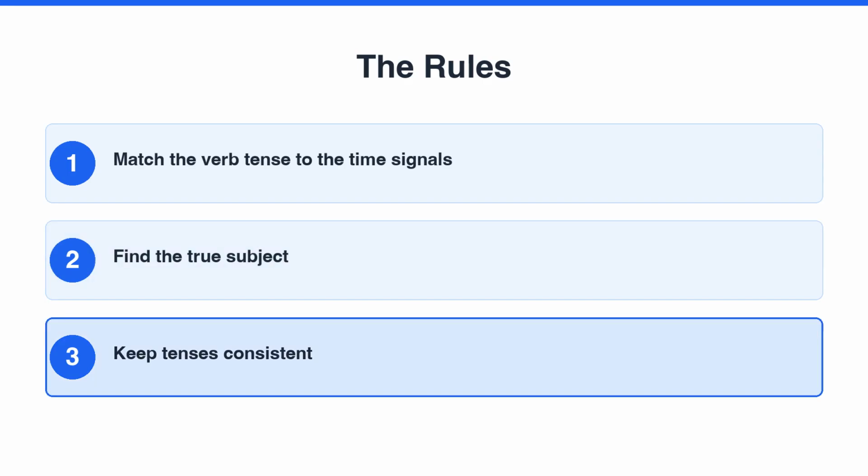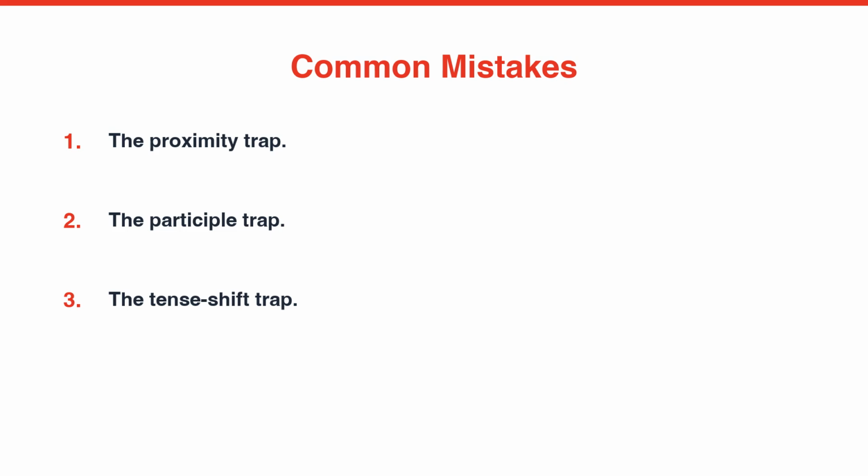Rule 3. Keep tenses consistent. If a paragraph uses past tense, explored, discovered, argued, then the blank probably needs past tense too, unless there's a clear reason for a shift. Read the sentences around the blank. They'll almost always match. Now, 3 traps the SAT sets.